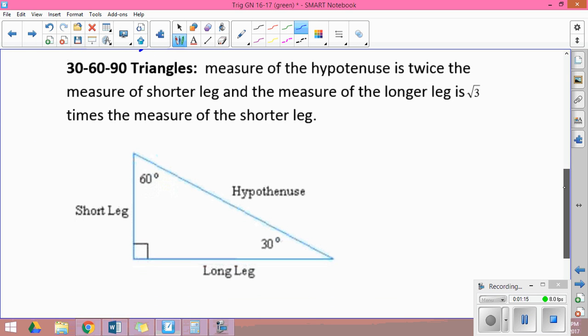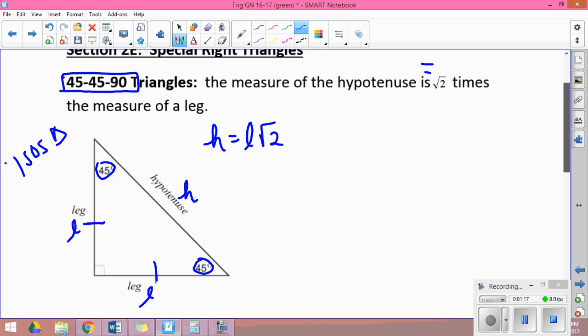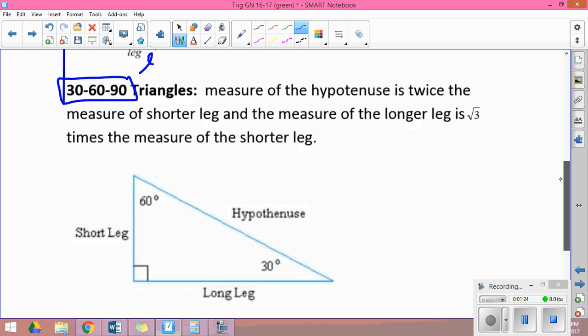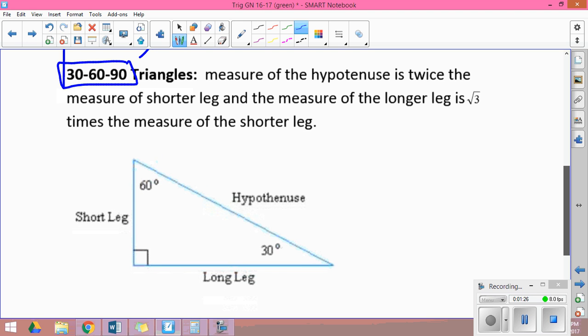Now 30, 60, 90 triangles have a 30-degree angle, a 60-degree angle, and that 90-degree angle. 2 formulas in this case.